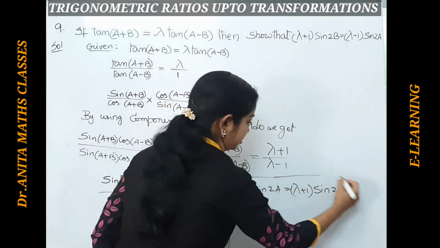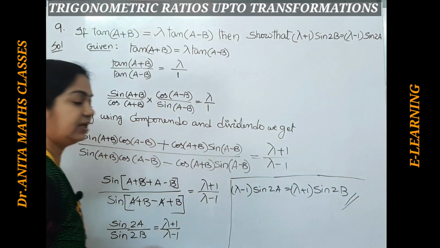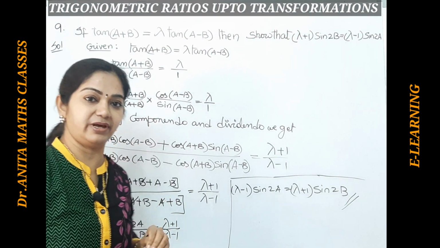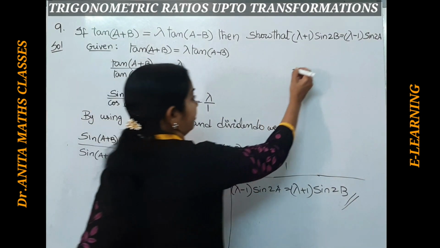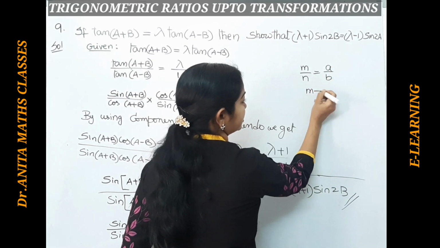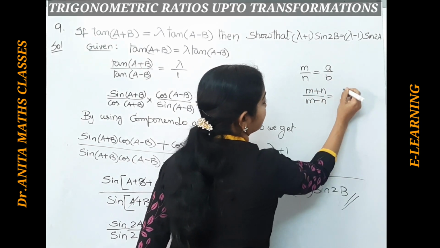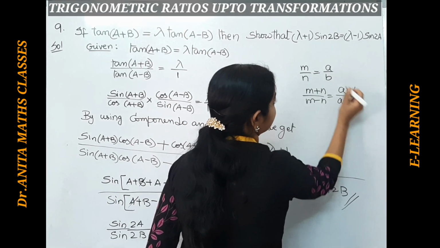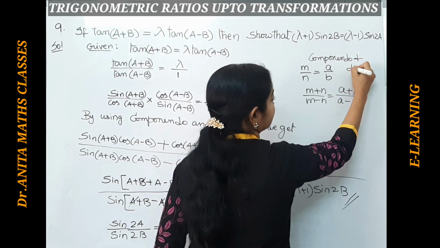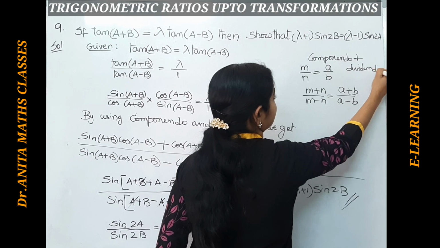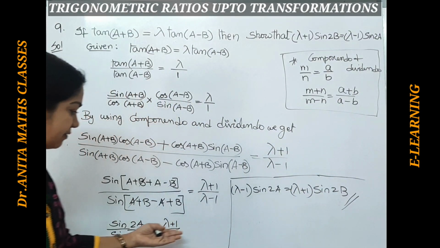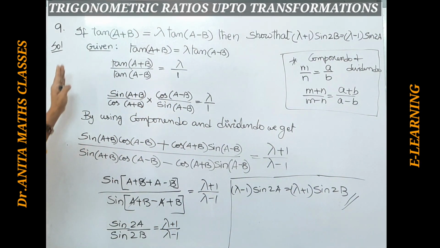So clearly here in both the cases of the 8th and 9th, we have used the componendo and dividendo method. That is nothing but, if m by n is equal to a by b, then componendo and dividendo means (m plus n) divided by (m minus n) is equal to (a plus b) divided by (a minus b). This is componendo and dividendo, which we have practiced many times. We were using it in both the cases. Hope you have understood both the problems, and please pause the video and note it down.